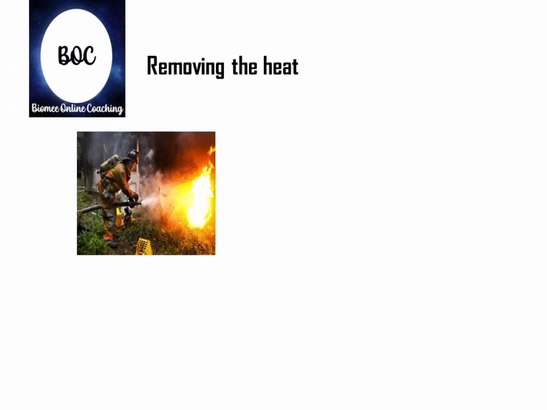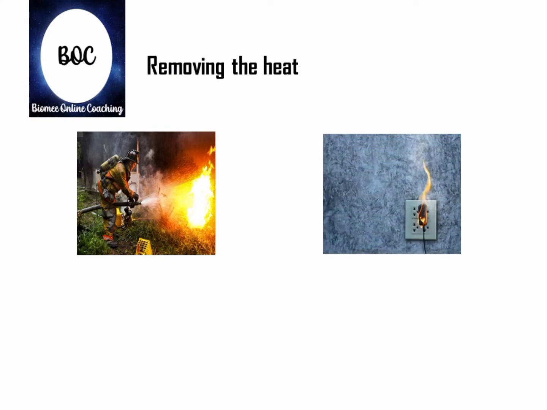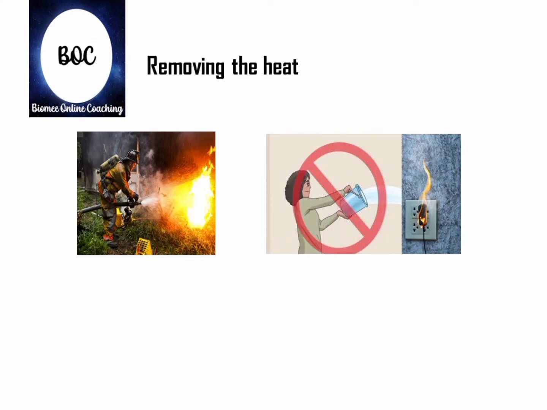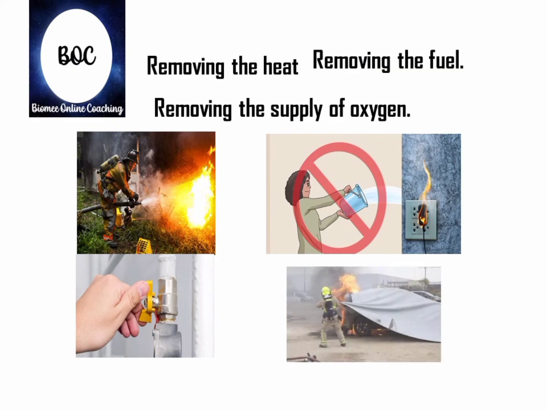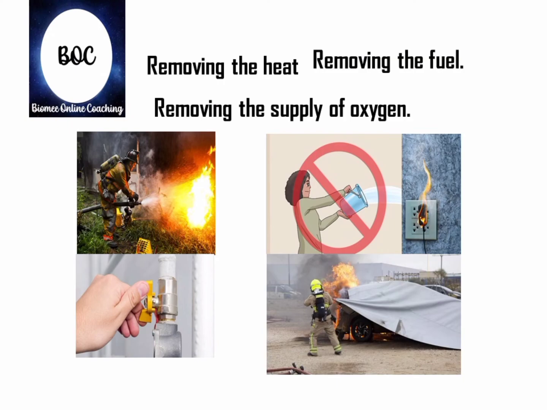Now, removing the heat. How can we remove the heat? By cooling the fire with water. Water is not safe for all fires, like electrical fires. Removing the fuel: by cutting off a gas supply, we can easily remove the fuel and save from any type of burning. Removing the supply of oxygen: by using a fire blanket or carbon dioxide gas, we can easily remove the supply of oxygen from the area and save ourselves from the burning area.